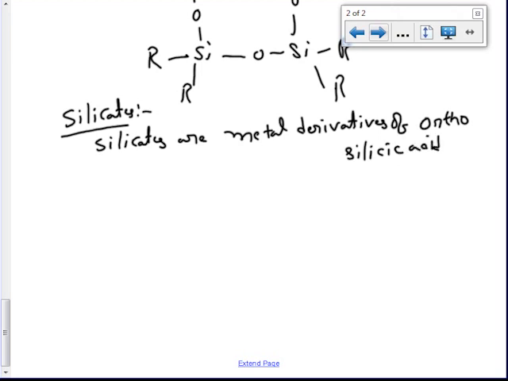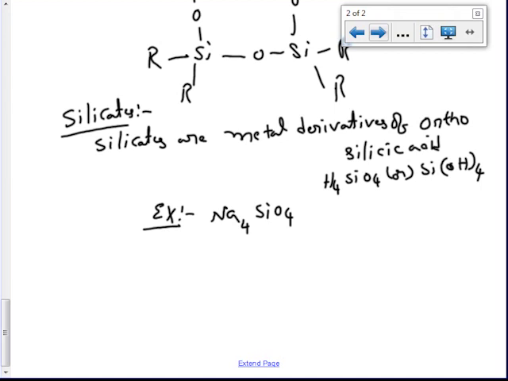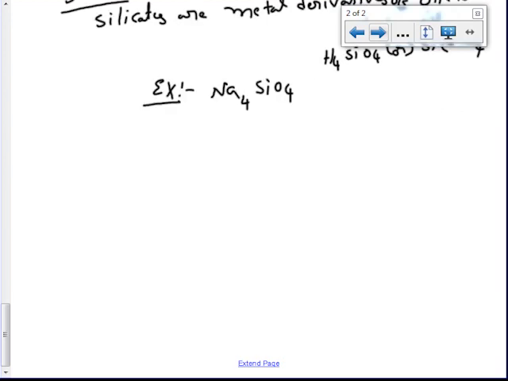The silicic acid formula we have already seen previously: that is H4SiO4, or we can say Si(OH)4. Now the metal derivatives of orthosilicic acid. For example, if I take sodium metal and replace the hydrogen by sodium, that is Na4SiO4, sodium silicate, or sodium orthosilicate. So what is the basic unit here?